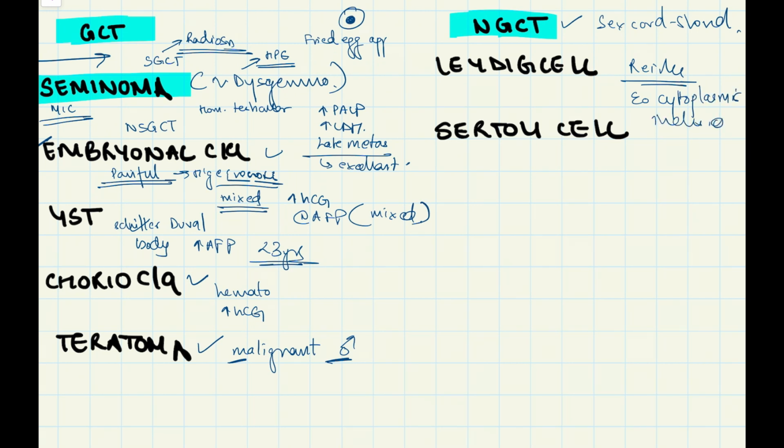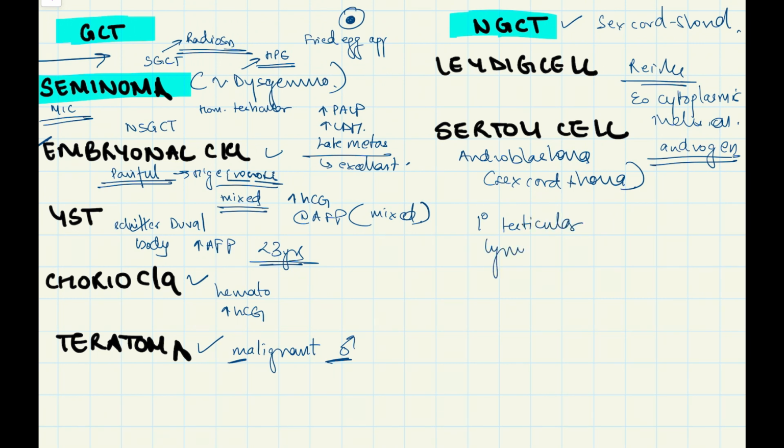It produces androgens or estrogens and it leads to precocious puberties and gynecomastia. Then Sertoli cell tumor is also called as androblastoma and it arises from the sex cord stroma. It is also mostly benign. Then the next is primary testicular lymphoma.